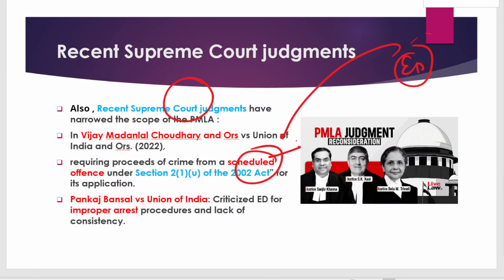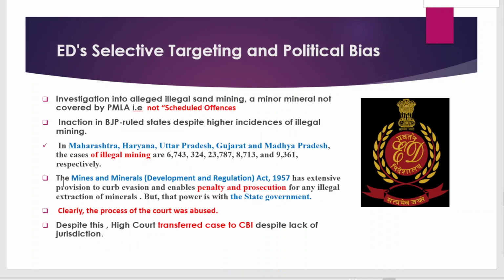But what we are seeing is that in many incidents where the ED does not have the jurisdiction, they are interfering as well. We will see some examples. In the Pankaj Bansal versus Union of India case, the Supreme Court criticized the ED for improper arrest procedure and lack of consistency as well. Now we will understand some examples of how the ED has selective targeting and political bias.